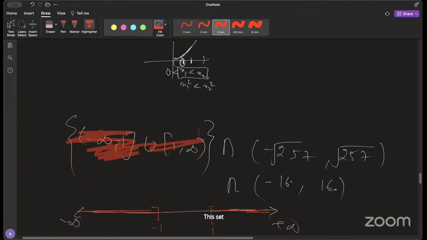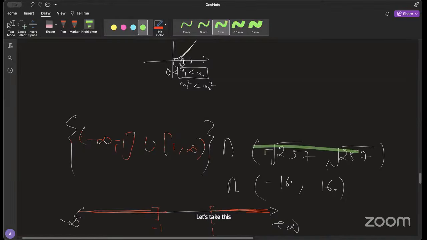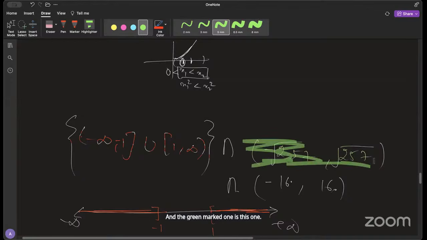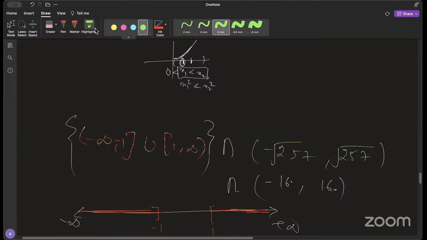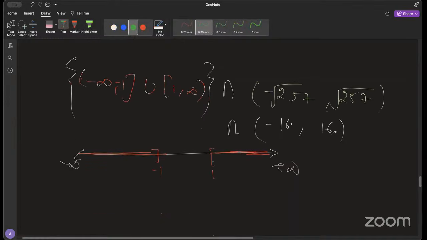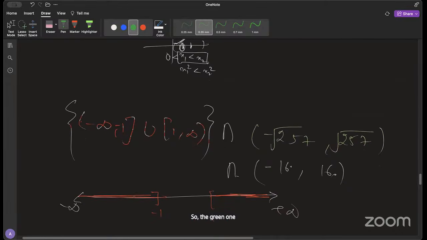This set, the red marked one, is this one. And then let's take this one. The green marked one is this one. So the green one is minus 16. Minus 16 will be somewhat here, right? Minus 16, not included though. This will be minus 16 to plus 16. Plus 16 is here. This is it.